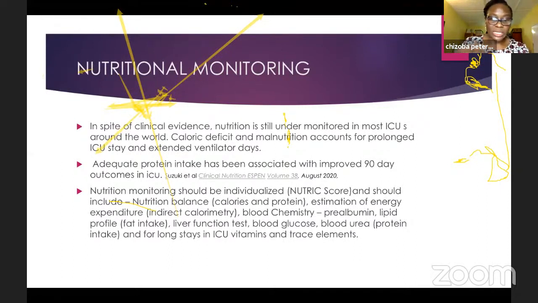We can do it either by checking blood chemistry, pre-albumin, lipid profile, especially for patients who are being fed parenterally, liver function tests, obviously your blood glucose. You want to make sure you're monitoring your blood urea for patients who are getting a high protein diet, because you want to make sure they're given enough fluid for the urea.